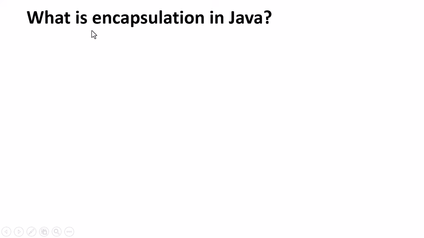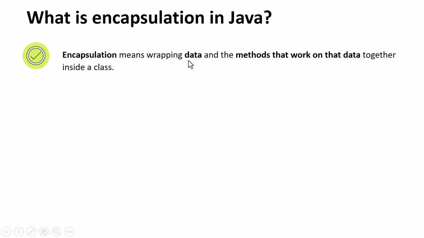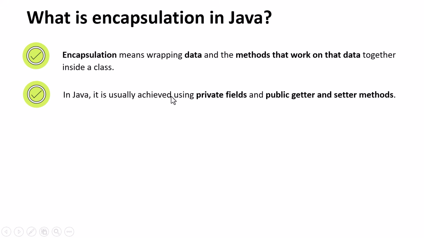Next question. What is encapsulation in Java? Encapsulation means wrapping data and the methods that operate on that data together inside a single unit, usually a class. It is also used to control access to internal object data so that the object remains safe and well managed. In Java, encapsulation is usually achieved by declaring fields as private and providing access through public getter and setter methods. This way, the internal data is not directly exposed to the outside world, and access can be controlled through methods.